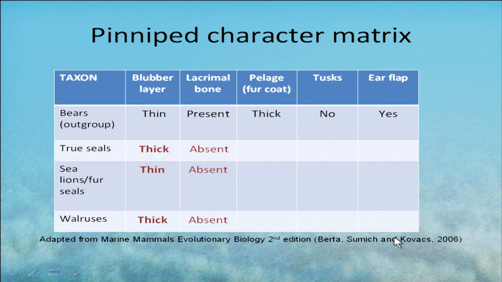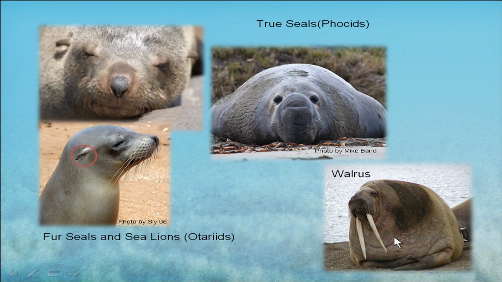All right, from there, let's actually look at the other characters. The other ones that we want to evaluate are going to be whether or not they have a thick fur coat, whether or not they have tusks, and whether or not they have ear flaps. So you can see from this picture here, the only ones to retain a thick fur coat are going to be our otariids, our fur seals, and our sea lion, whereas the true seals and the walrus seem to not have a very thick fur coat at all, if any.